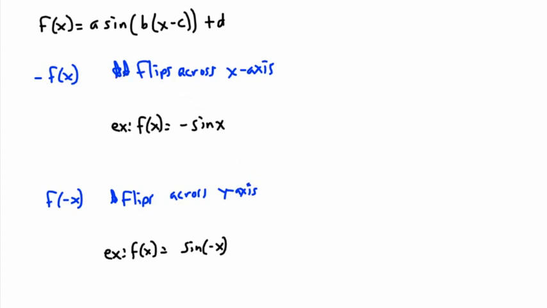So for example, if I've got y equals minus sine of x, that's going to look just like y equals sine x, except I'm going to flip it. In other words, here I'm going to draw myself y equals sine x, but instead of that, I'm going to flip it across the x-axis. So that means this point over here goes down, this point over here stays the same, and this one goes up.